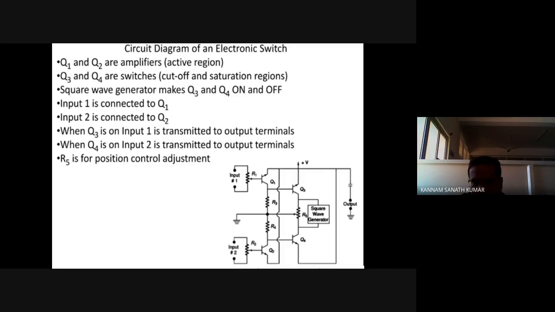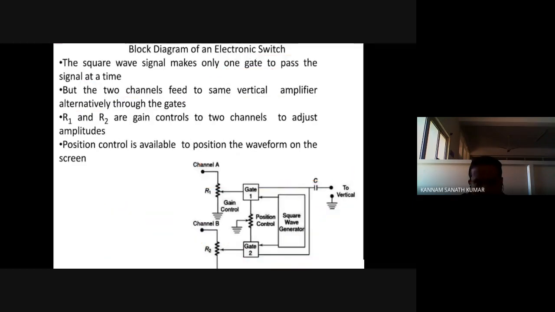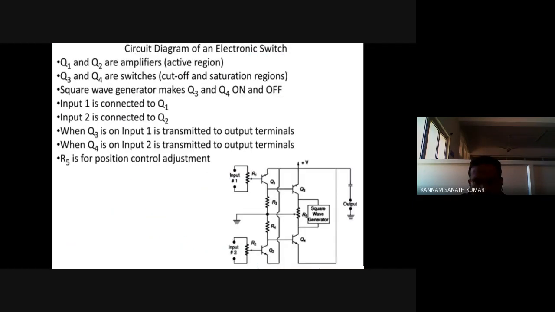Input 1 is connected to Q1, and input 2 is connected to Q2. So when the square wave is 1, that means A is 1. These are anyway amplifiers. Q3 is on and Q4 is off, which means only the channel A signal will be transmitted to the vertical amplifier.